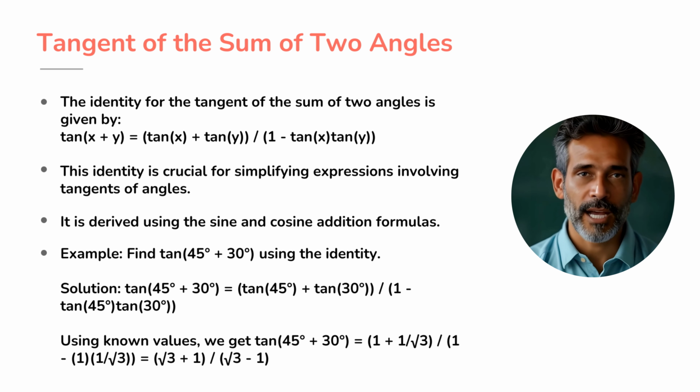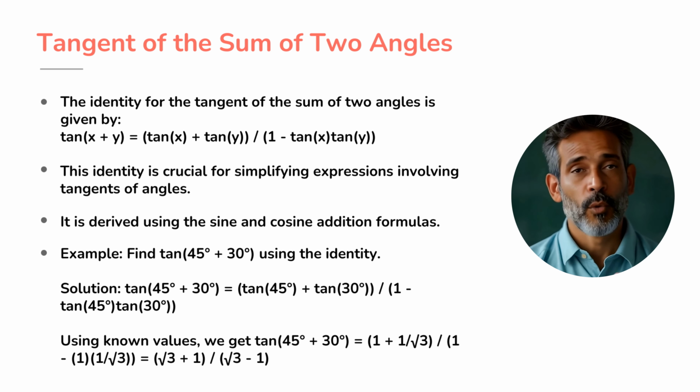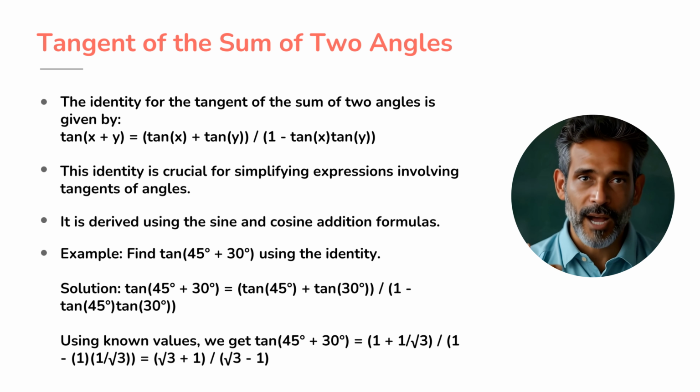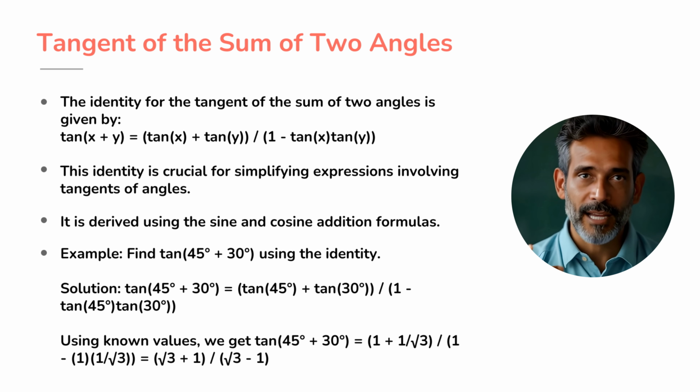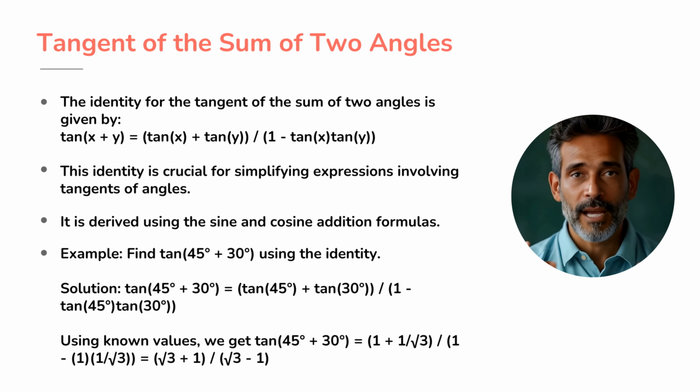Now that we've gone through the identities for sin(x + y), sin(x − y), cos(x + y), cos(x − y), and tan(x + y), we've learned how these formulas simplify the process of calculating trigonometric functions for sums and differences of angles. These identities are incredibly useful in a variety of real-world scenarios such as signal processing, geometry, and even engineering.